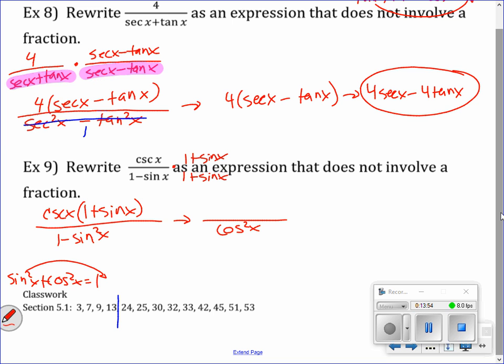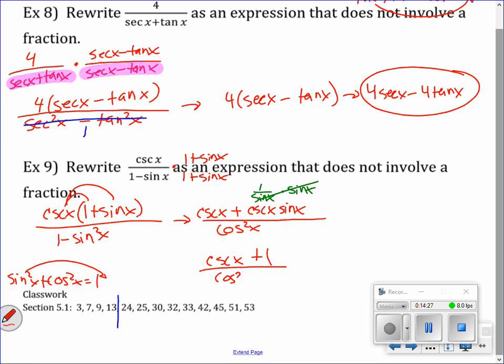The top, I'm going to go ahead and multiply that out, see what happens, because this is going to be cosecant, but cosecant times sine, they cancel. So cosecant plus, and I'll write it out this time, I got cosecant times sine. All right, so remember, cosecant is just 1 over sine. So you multiply 1 over sine times sine itself, they cancel out to 1. So I have cosecant x plus 1 over cosine squared x.